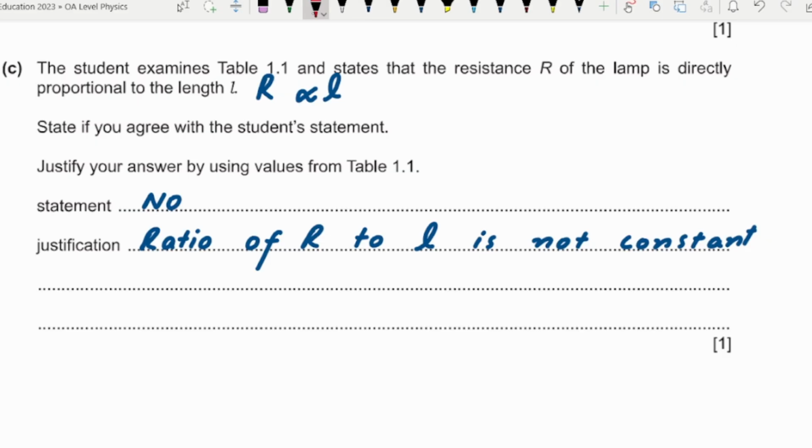If the student says that R is inversely proportional to length, check from the table if you agree with the student's statement. How do we check then? If the two quantities are inversely proportional, keep it in your mind, then the product of these two quantities would be constant.